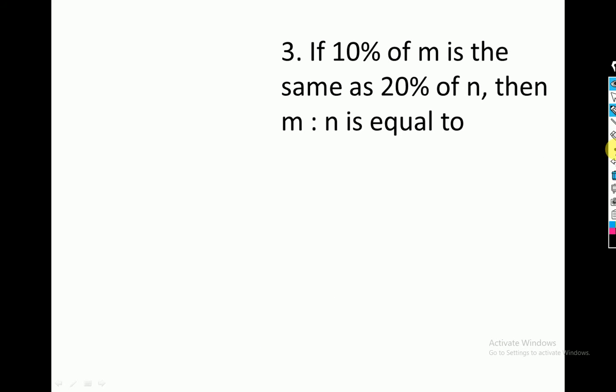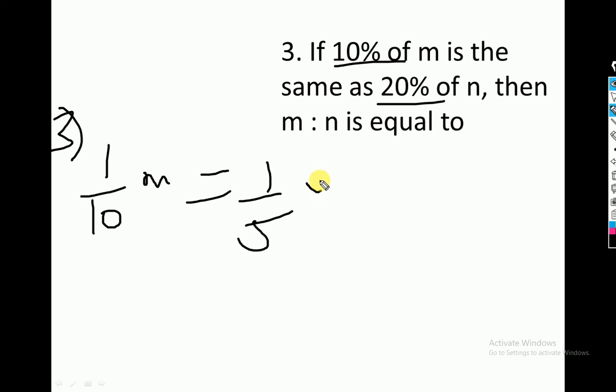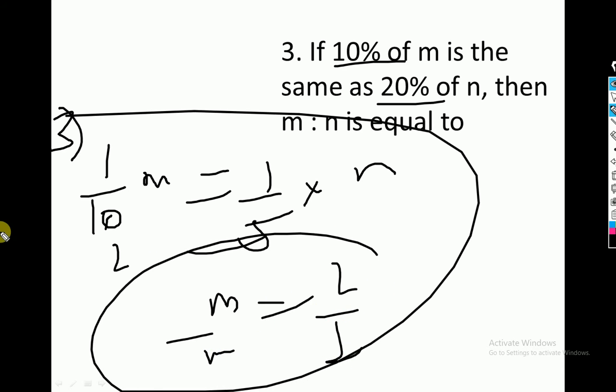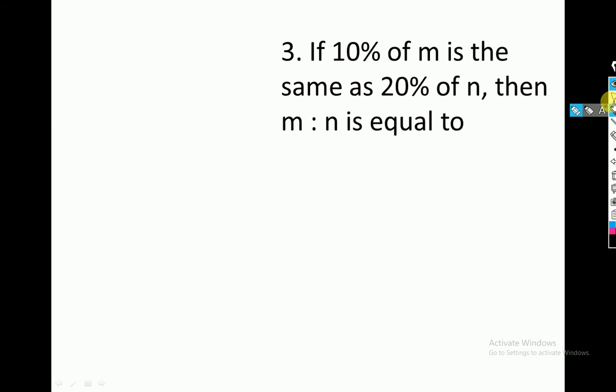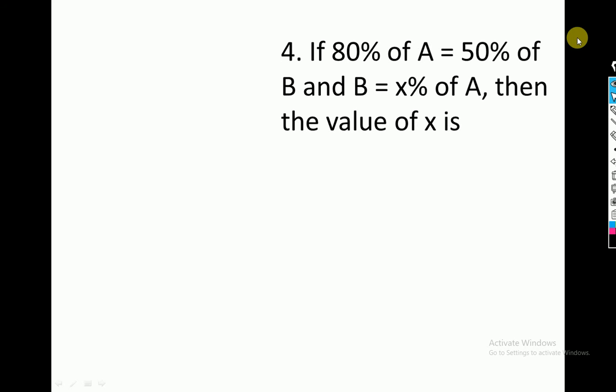So method 1 done, method 2 done, and method 3 is utilizing the fractional values. 1 by 10 into m equals 1 by 5 into n. You can cancel 5, and it comes to m by n equals 2 by 1. So let's move on to our next question.